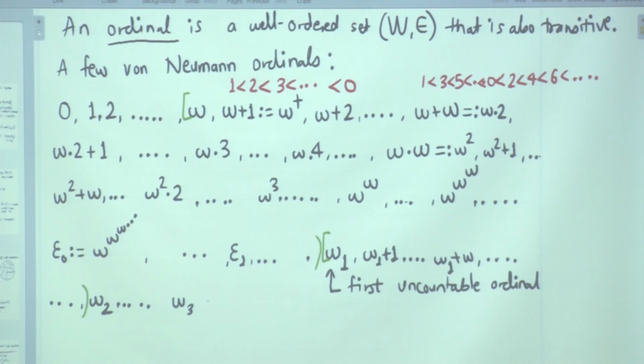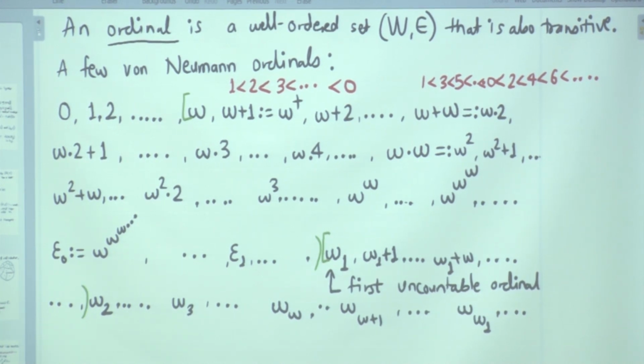Omega 3. Then we will have omega sub omega eventually. Then omega sub omega plus 1. Then omega sub omega times omega, epsilon naught. Then eventually we will also have omega sub omega 1, and you can make a joke out of it. It never ends. So this is the beauty. These are all different infinities.